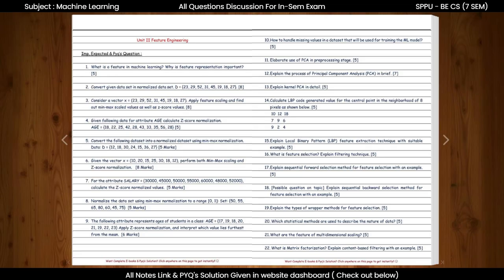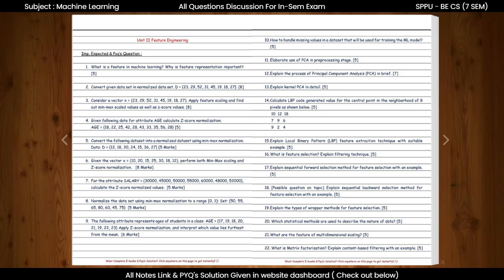In this case, we calculate the minimum and maximum values of the vector. Then, using min-max formula, we subtract the minimum from each value and divide by the range. For Z-score, we find the mean and standard deviation, and for each value, we subtract the mean and divide by standard deviation. This gives us a standardized vector, which is very helpful for models that rely on distance measures, like k-nearest neighbor.